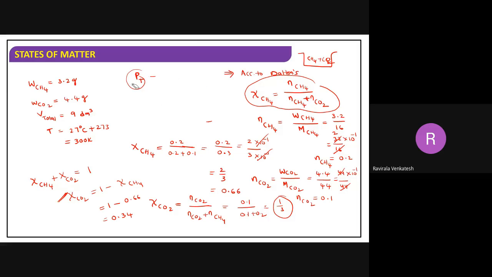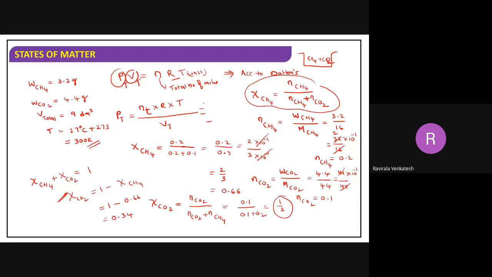What formula will we take? The ideal gas equation: PV is equal to nRT. Temperature is constant, 300 Kelvin. R is also constant. n means total number of moles, V means total volume, V total, and P means total pressure. Now based on this, P total can be written as total number of moles into R into temperature, divided by V total.